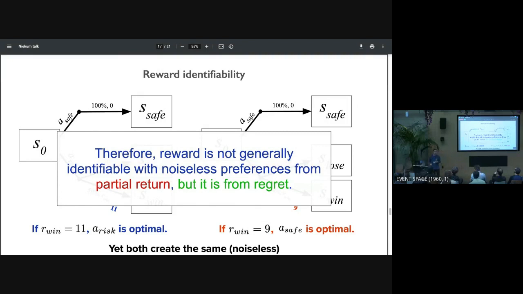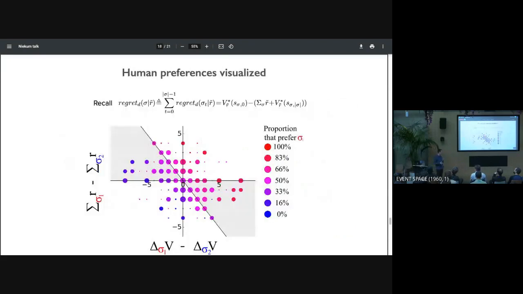But none of this matters, of course, if this isn't actually how people give preferences. So we've done a human study that I can't go into a great amount of detail about, but the takeaway is really that the colored dots here are the proportion of people that preferred trajectory 1 to trajectory 2. And on the y-axis, we have the difference between trajectory 1 and trajectory 2 in return. And on the x-axis, we have the difference between the trajectories in the delta between the value of the starting state and the ending state.